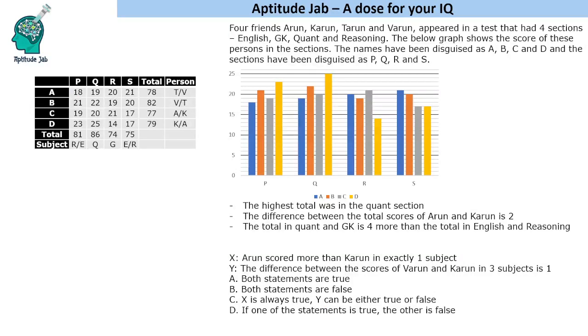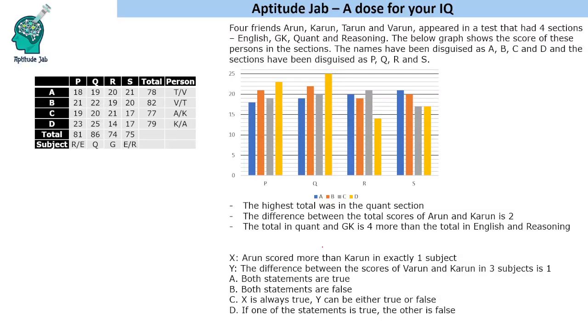Now again, two statements are given to us. Arun scored more than Karun in exactly one subject, and the difference between the scores of Varun and Karun in three subjects is 1. Okay. Now the options are: both statements are true, both statements are false, X is always true and Y can either be true or false, or if one of the statements is true, the other is false. So let us check if both statements are true or not, and if both are false or not.